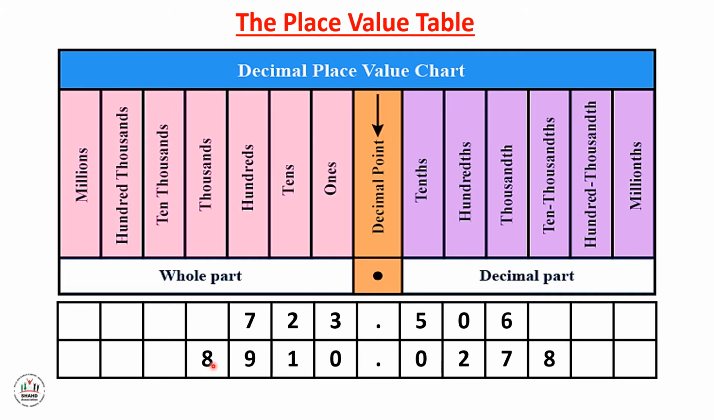Now 8,910.0278. So 8, we say 8,000, so we should count three digits to reach the decimal point: 1, 2, 3. The position of 8 is in the thousands digit, 9 in hundreds digit, 1 in tens digit, and 0 in ones digit. Then 0 in tenths, 2 in hundredths, 7 in thousandths, and 8.